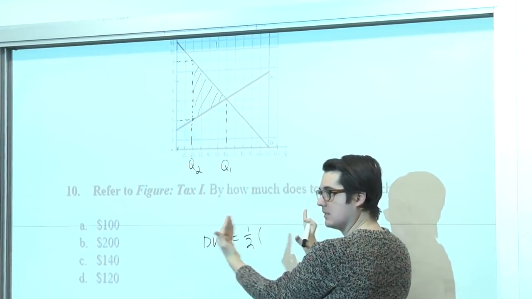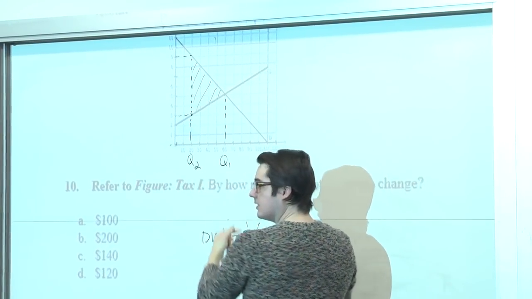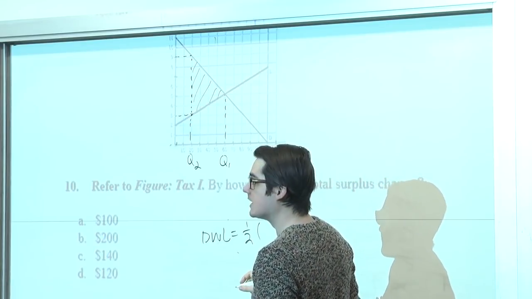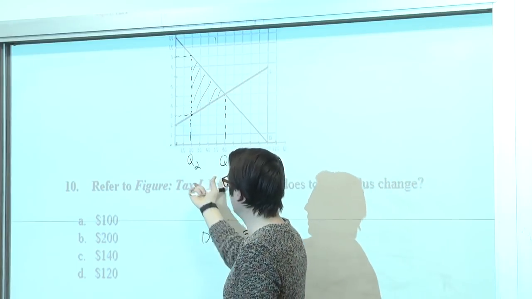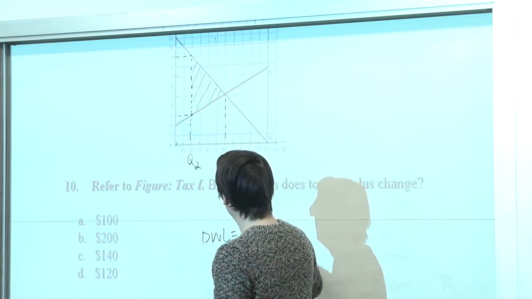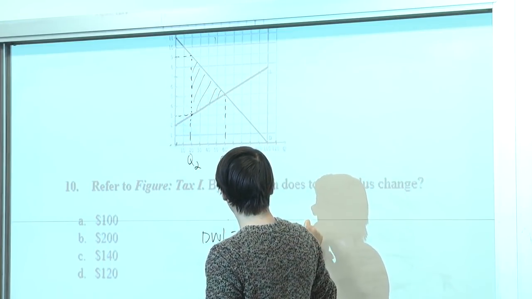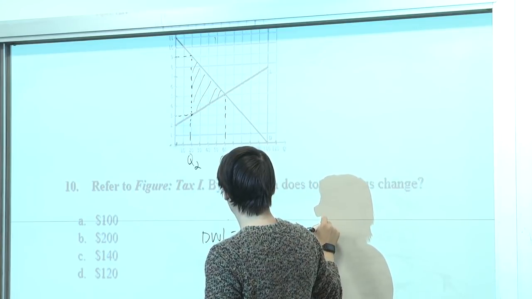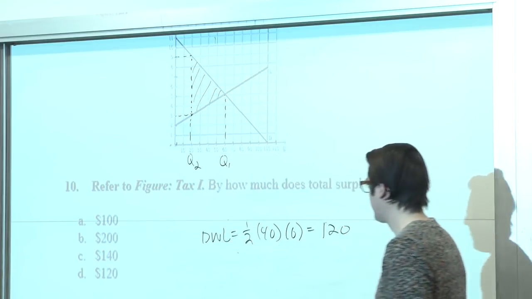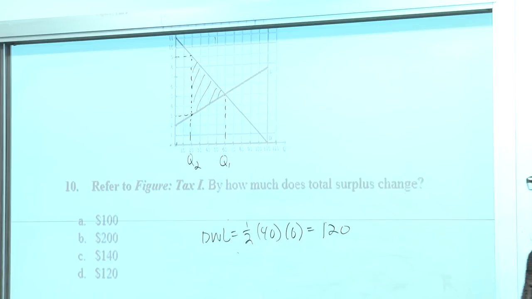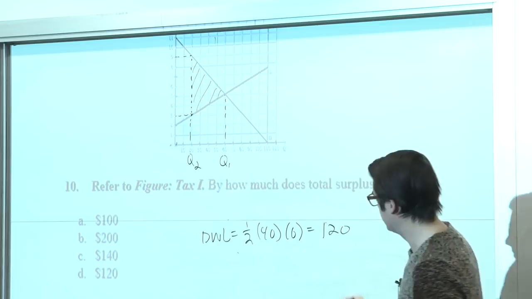So what is the distance along the horizontal of that triangle? Yeah, exactly right. So the horizontal distance here is 40. The vertical distance here of that triangle is 6. Equals 120. So the change in surplus, or the deadweight loss from imposing this tax, is going to be $120. That's a 6 right there.